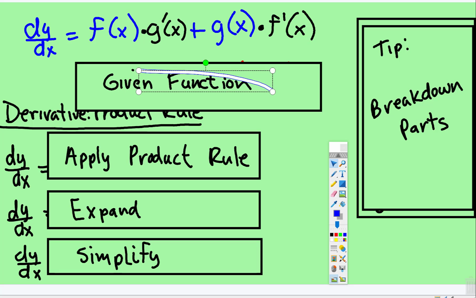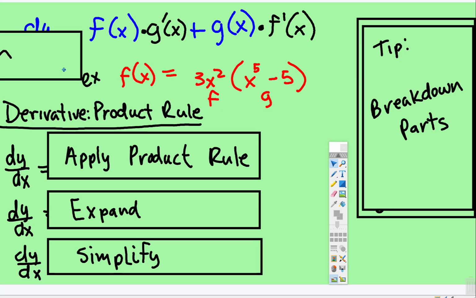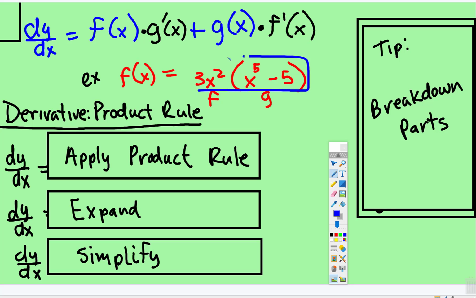And by the way, I recommend when you do this, always have this formula written down, and then the tip I'll show you in a second. So here we have f of x is equal to 3x squared on the outside of parentheses, and on the inside x to the fifth subtract 5. This is just one function. This is just this function right here. But look, it's a product of two separate functions.